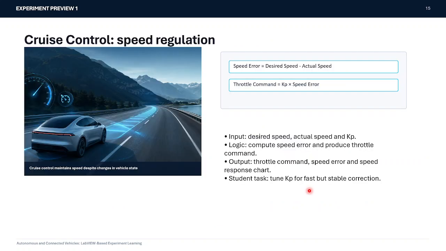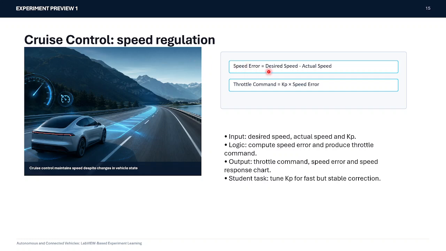Here, in this introduction, we simply discuss all the experiments. The first one is cruise control, speed regulation. We just have to maintain a constant speed. Nowadays, advanced vehicles use cruise control, which maintains a constant speed set by the driver. When the driver drives on the highway, it maintains the constant speed.